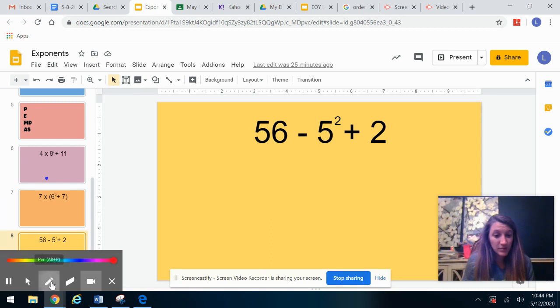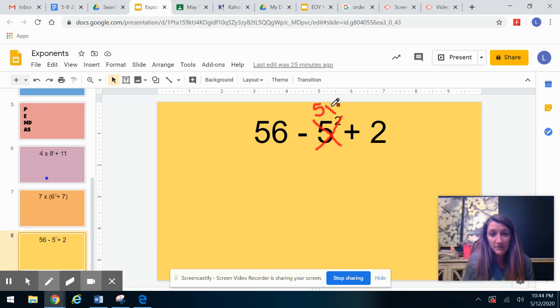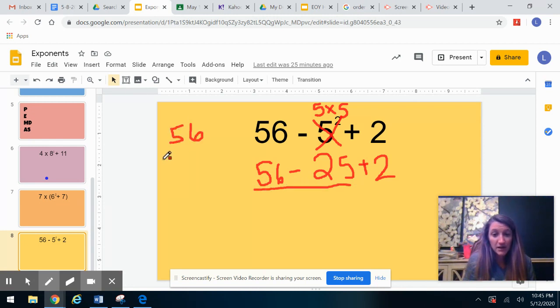Okay, and my last one, I'm going to do 5 to the power of 2. So I'm going to do 5 times 5. So I didn't have any parentheses in this one. So that's going to be 25. Bring everything down around it. I multiply or divide, whichever comes first, left to right. I don't have any. And then I add or subtract, whichever comes first, left to right. Subtraction comes first here. So I have to subtract before I add. So 56 minus 25. That's going to be 31. I'm going to add 2 to that. And so my answer is going to be 33.